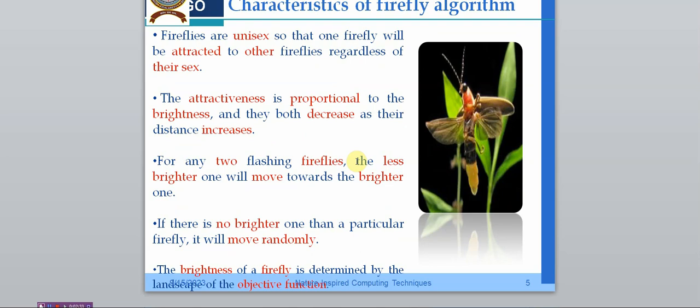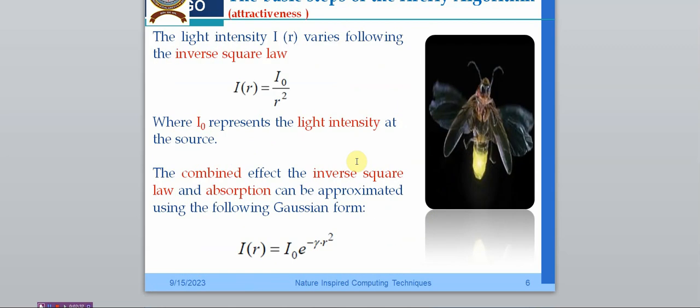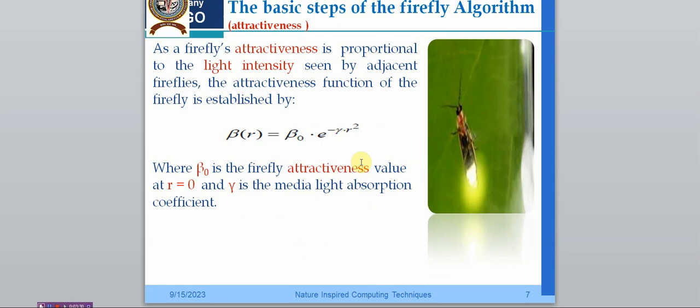As you know, for the fitness value we will be using objective functions, it can be a single objective or we can go for multi-objective. Now we declare the light intensity I of r. This is carried out using the inverse square law, I(r) equal to I0 divided by r square, where I0 represents the light intensity at the source. The combined effect of the inverse square law and the absorption, where the absorption coefficient is gamma, and the inverse square law I gave you, I0 by r square, that is I0 into r to the power minus 2, right. In this way we go for I(r) equal to I0 into e to the power minus gamma into r square. So this is the combined effect of the inverse square law as well as the absorption, right.